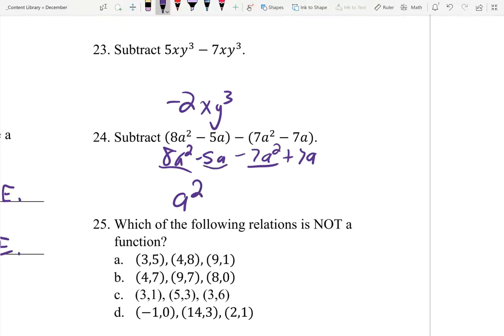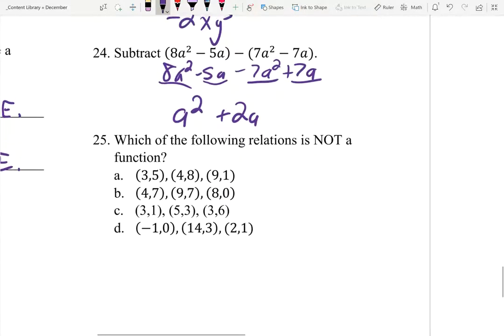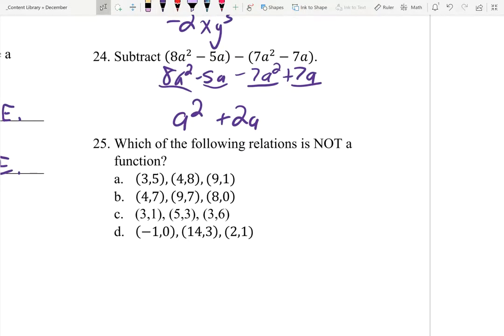And then you have -5a plus 7a. So again, be really careful. That's going to be the part that messes you up, if anything, is this 7a. You know, the fact that it's adding and not actually minus like it was originally, right? Because subtracting a minus makes it turn into that plus. So -5 plus 7 is +2, so this would be plus 2a, and that's our answer. A squared plus 2a.